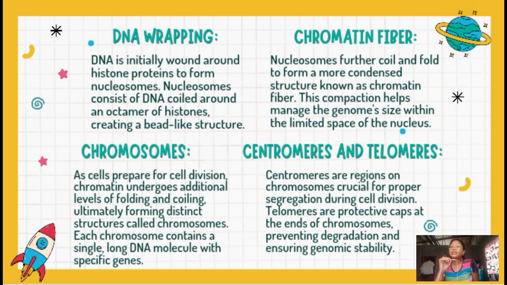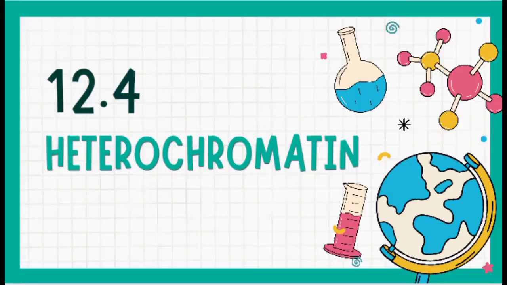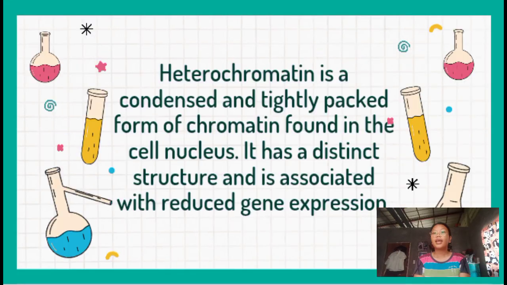This packaging not only fits the lengthy DNA into the nucleus but also plays a role in gene regulation. Chromatin structure influences the accessibility of genes to transcriptional machinery. In fact, the dynamic nature of chromatin allows cells to regulate gene activity in response to environmental cues and developmental needs. 12.4 Heterochromatin. Heterochromatin is a condensed and tightly packed form of chromatin found in the cell nucleus.